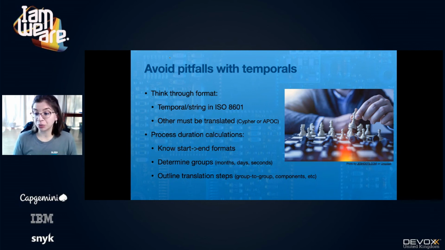Then determine the groups that you need. So what am I starting with? What am I ending with? Do I need to translate that? And then outline those translation steps. Which groups do I need to jump into? Which components do I need to access, etc.? So it's a bit of a thinking process up front. Once it makes sense, I don't think it's that complicated. It's just tricky to understand the steps there.